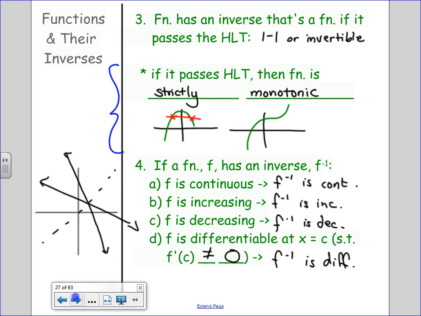And I said a function will pass the HLT, will be one-to-one or invertible, as long as the function is strictly monotonic, aka if it's increasing at one place, it's always increasing, or if it's decreasing at one place, it's always decreasing. Now, how could derivatives help us know whether or not a function is strictly monotonic, strictly increasing, or strictly decreasing?